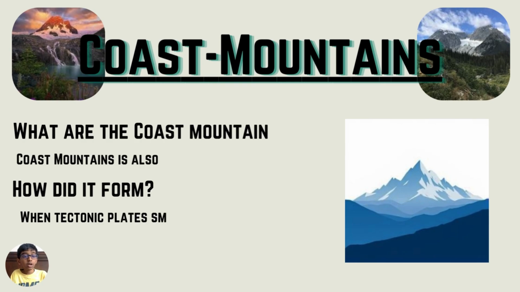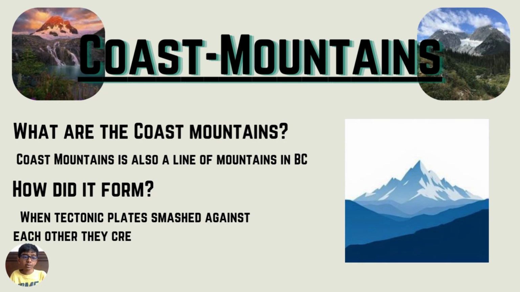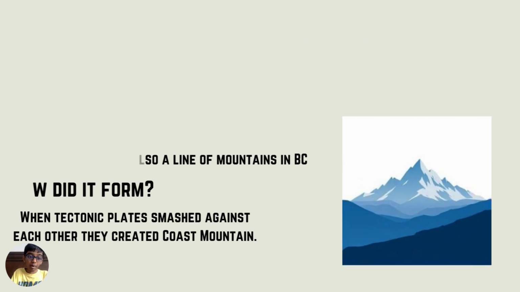Coast Mountains. What are the Coast Mountains? The Coast Mountains are also a line of mountains in BC. How did they form? When tectonic plates smashed against each other, they created the Coast Mountains. So there's two tectonic plates, and when they smashed together, they created that little bump. Like take both of your hands, and they'll start to go up, right? And that's what created the mountain.